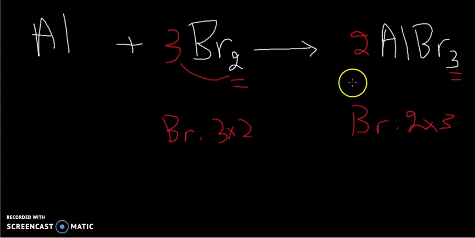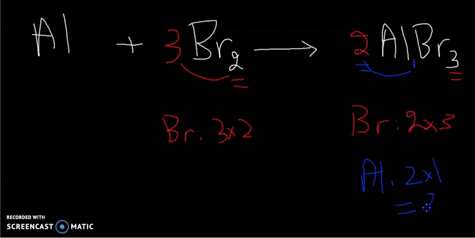Now I go to Al. Since you have changed the coefficient here, and this is 1, so how many Al do you have here? 2 times 1, so this will give you 2. Now I'll go to the reactant. How many Al do I have here? There's nothing written, so it's 1 atom of Al. So here I have 2 atoms, and here I have 1 atom. I should multiply by 2. Should I put the 2 here? No, this is wrong. You cannot change the subscript.